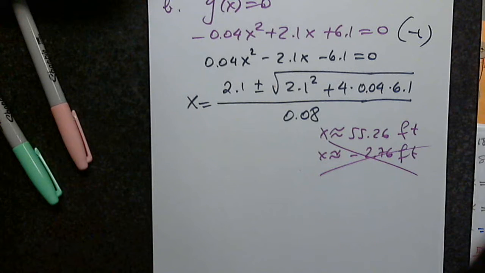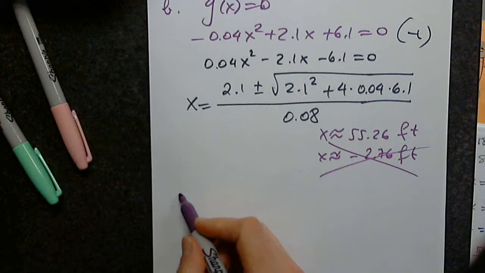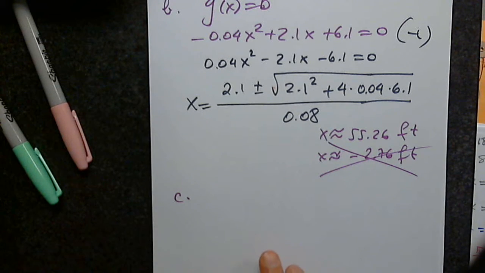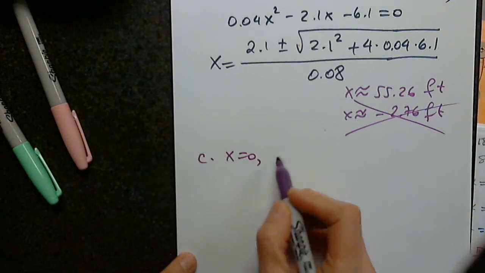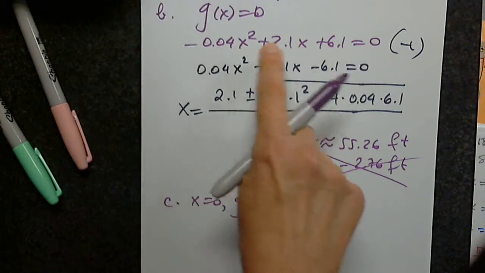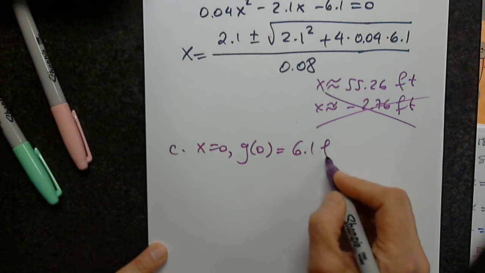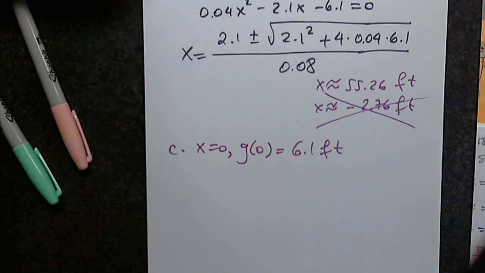Part C. From what height was the shot released? Exactly. Because now I want to find the y-intercept. Excellent. So g of 0 is 6.1 feet. Very good. So the person who threw it, it was thrown from 6.1 feet. Any questions for me? I'm sorry? Yes.